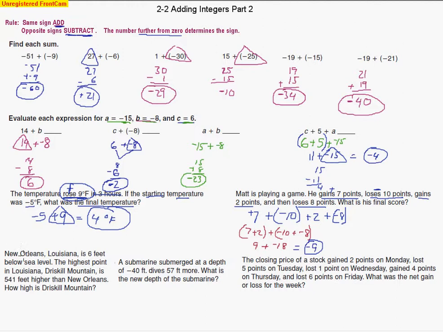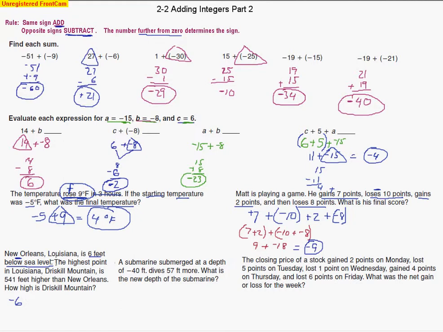Take a look at our next one. New Orleans, Louisiana is 6 feet below sea level. What kind of number does below sea level mean? Well, below sea level tells me that it's going to be a negative number. So -6 represents below sea level.